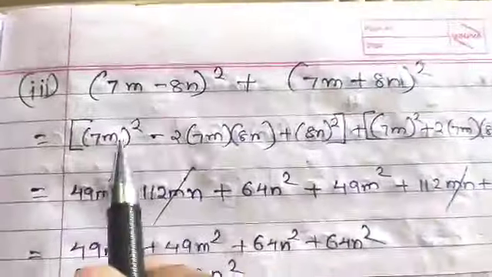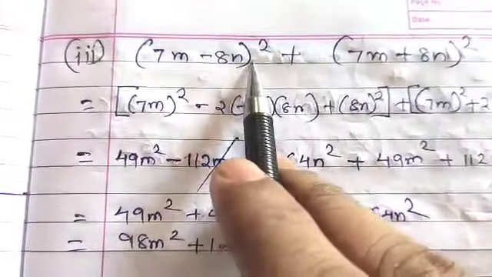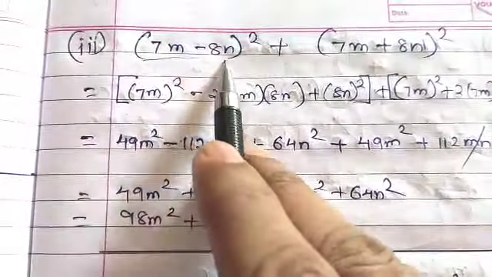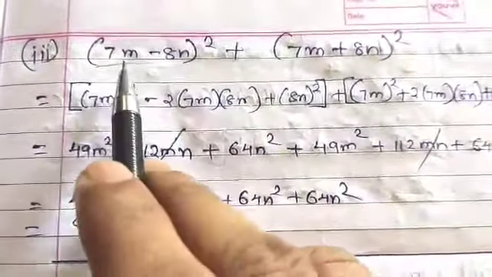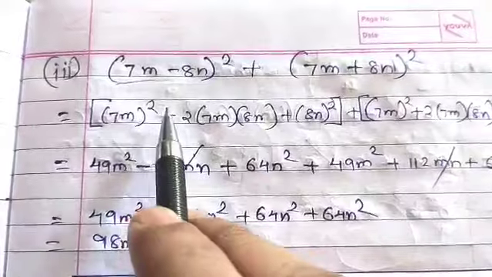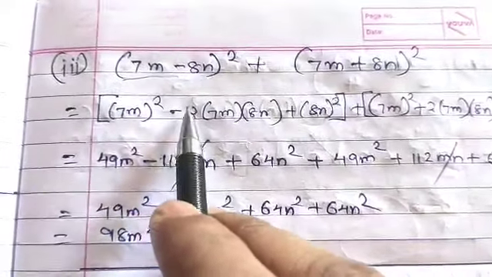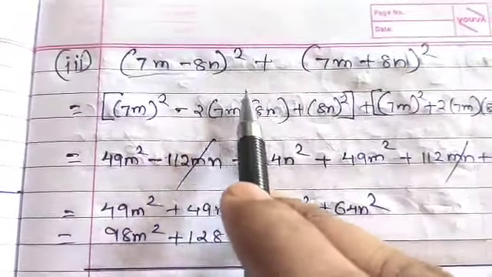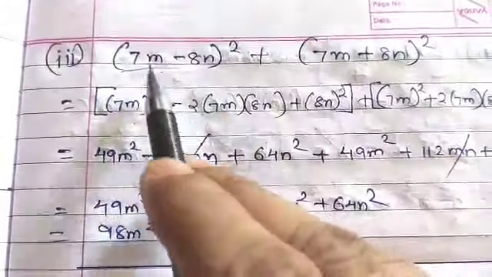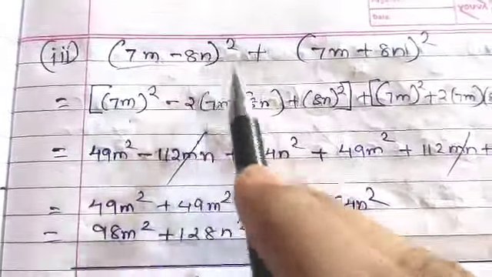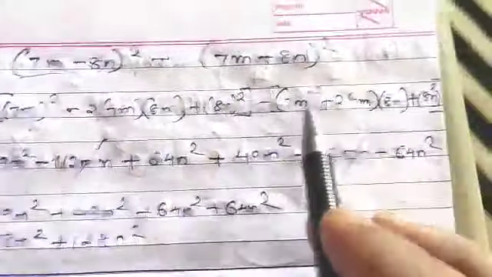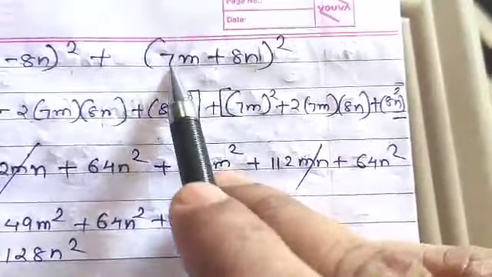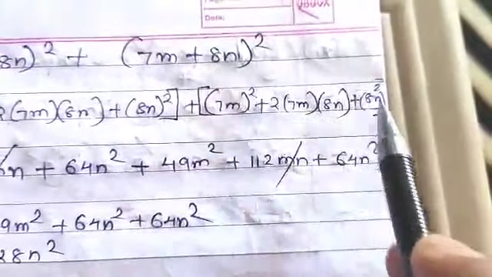Now the next one is (7m − 8n) the whole square plus (7m + 8n) the whole square. Now we will solve that (7m − 8n) square in one bracket. Now apply that same identity, (a + b) the whole square equals a² + 2ab + b² for plus, and for minus, that is (a − b) the whole square equals a² − 2ab + b². Now (7m)² minus 2 into 7m into 8n plus (8n)², then plus sign, and now solve this value in big bracket, that is (7m)² plus 2 into 7m into 8n plus (8n)².